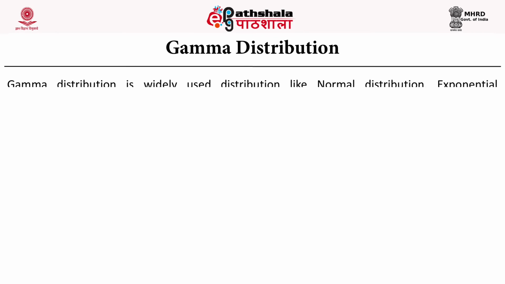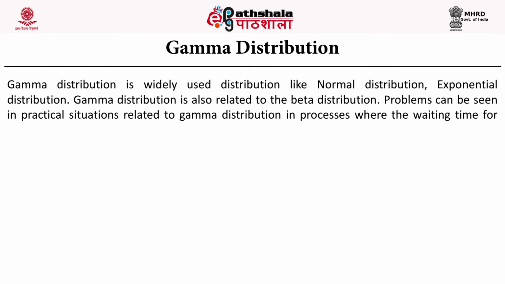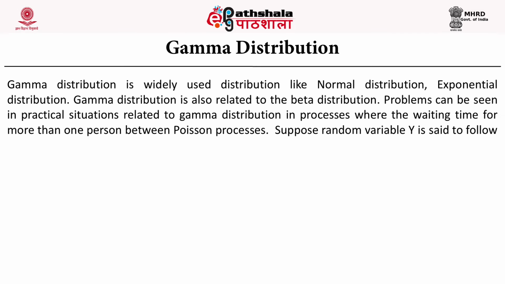So we have another continuous distribution, that is the gamma distribution, which is a generalization of the exponential distribution. Gamma distribution is a widely used distribution, like the normal distribution and the exponential distribution. Gamma distribution is also related to the beta distribution. Problems related to the gamma distribution can be seen in practical situations, in processes where the waiting time is for more than one event in a Poisson process. Suppose a random variable y is said to follow the gamma distribution with one or two parameters.